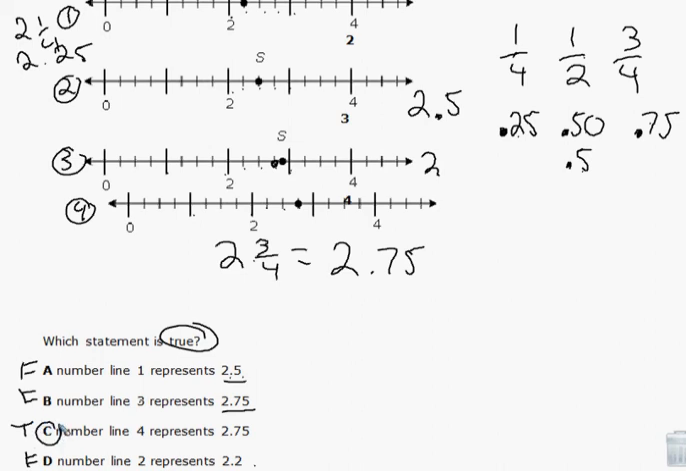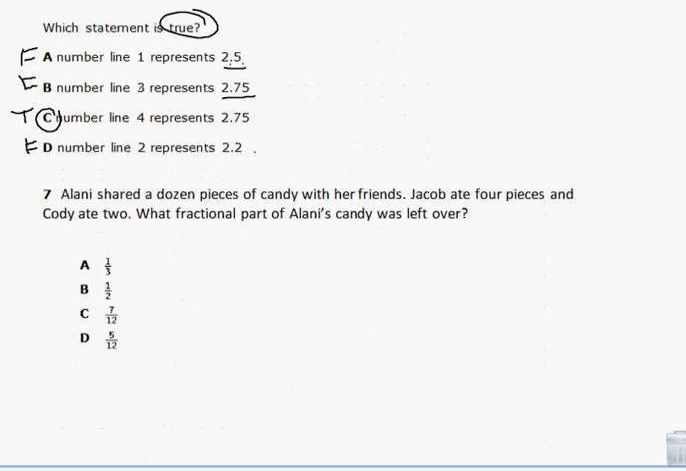And we got one more question. Okay, question number 7. It says, Alani shared a dozen pieces of candy with her friends. Jacob ate 4 pieces and Cody ate 2 pieces. What fractional part of Alani's candy was left over? So what fractional part of Alani's candy was left over? So we want to box that in and make sure we answer that.